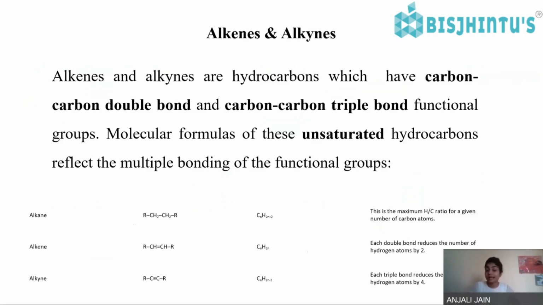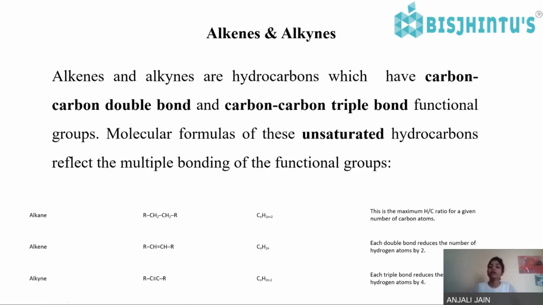Now comes to the alkenes and alkynes. Alkenes, we know, are carbons attached by a double bond, and alkynes are carbons attached by a triple bond. So here are the basic formulas which I mentioned earlier. CnH2n+2 is for alkane, CnH2n is for alkene, and CnH2n-2 is for alkynes. Alkynes have a triple bond structure, alkenes have a double bond structure, and alkanes have a single bond structure. So alkenes and alkynes are hydrocarbons which have carbon-carbon double bond and carbon-carbon triple bond functional groups.